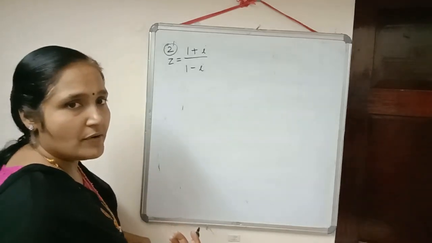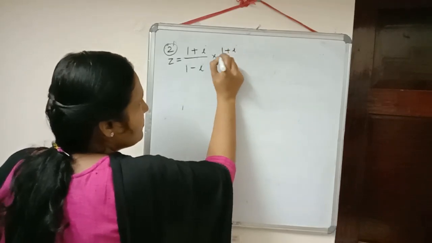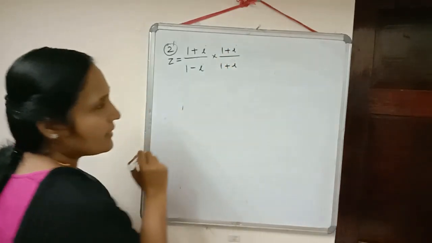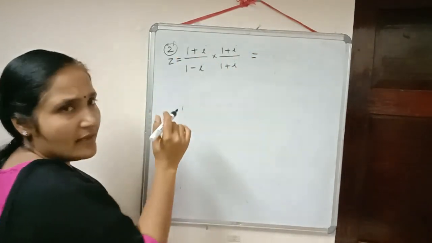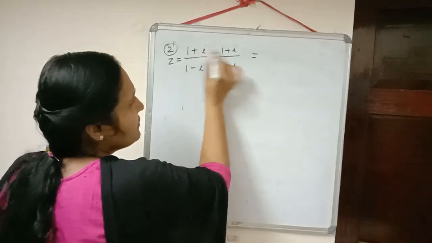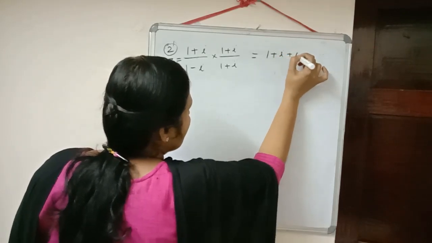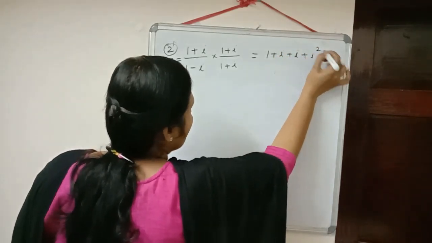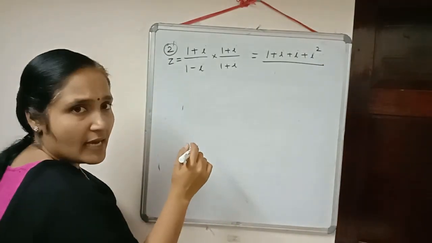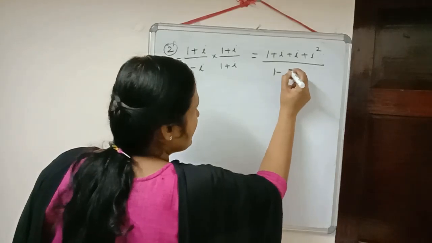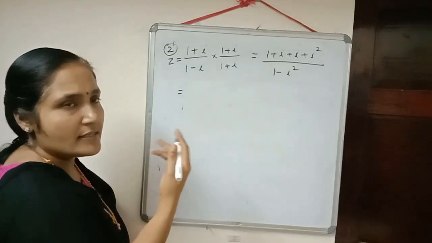So again, first what will we do? Yes, rationalization. To rationalize it, we multiply both numerator and denominator by 1 plus i. Here your numerator will come in the form of (1 plus i) the whole square, or you can do the normal multiplication: 1 plus i plus i plus i square. The denominator is 1 minus i into 1 plus i, which will be equal to 1 minus i square. What is the value of i square? i square is minus 1.